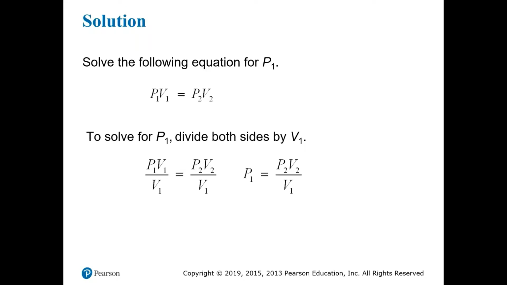This is a simple example. To get P1 on its own, you need to get rid of that V1. Since they're multiplied together, you have to divide by V1 to cancel it out. Then remember that anything you do to one side, you also have to do to the other side.